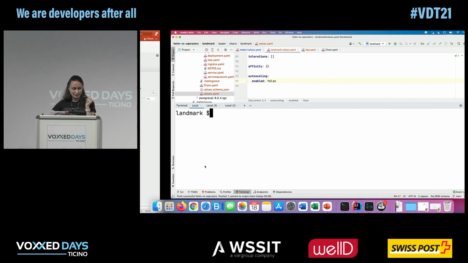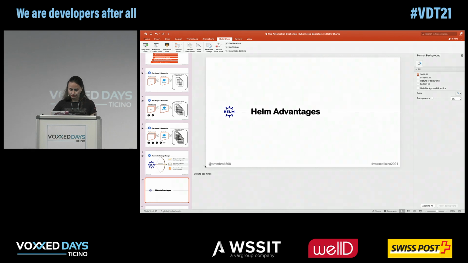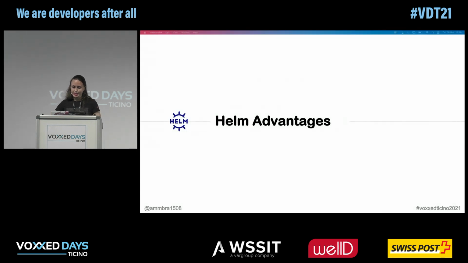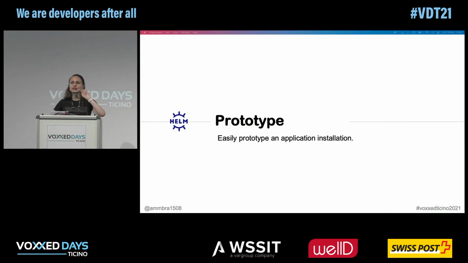So now let's look at some advantages with Helm. You could see that you can easily prototype an application installation. helm create is doing that prototyping for you, and if you're using starters, you can prototype even more. Then you can separate your concerns. Your non-final values are in the values.yaml files, and they're separate from the actual objects.